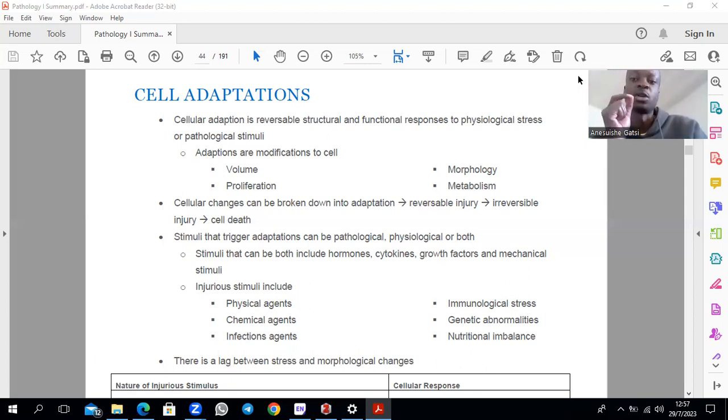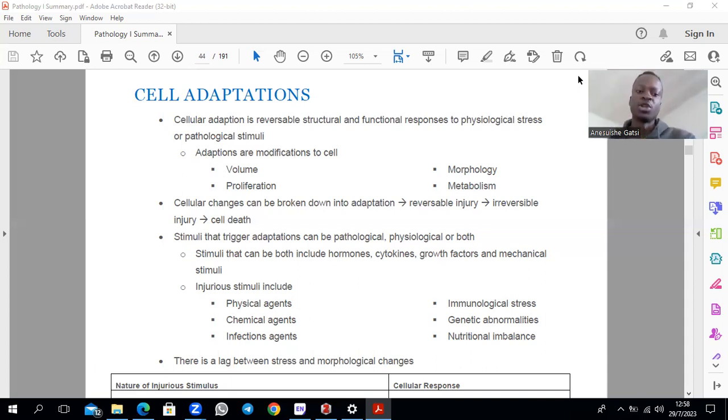And what really is cell adaptation? Cell adaptation is a reversible structural and functional response to physiological or pathological stimuli. Like I've alluded to, an example for physiological stimuli would be pregnancy. Then an example for pathology, you are thinking maybe cardiomyopathy, maybe dilated cardiomyopathy, something that you come to learn when you do your cardiovascular pathology, right?